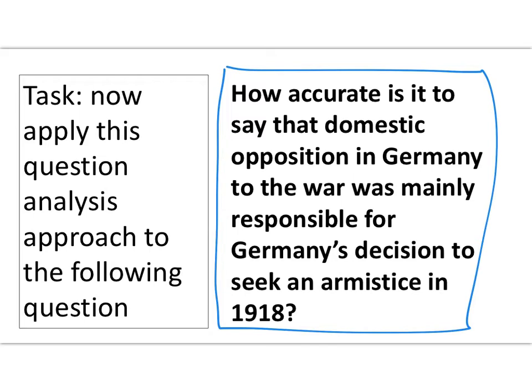So I would strongly urge that following this video, if you find it useful, you then have that second attempt. Give it a second shot. Do it better. That's how you make progress. So here's the question. How accurate is it to say that domestic opposition in Germany to the war was mainly responsible? So remember, you separate out, you've got your W, which is the topic.